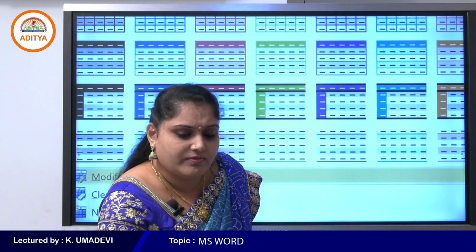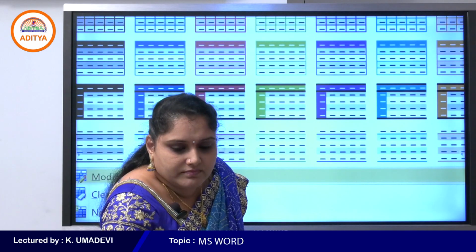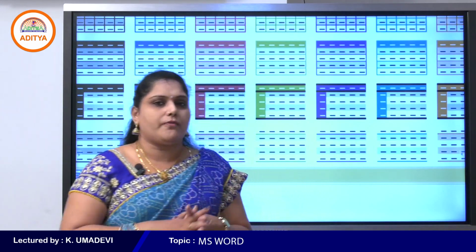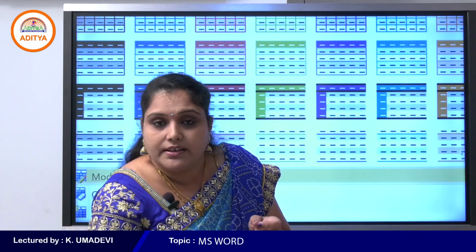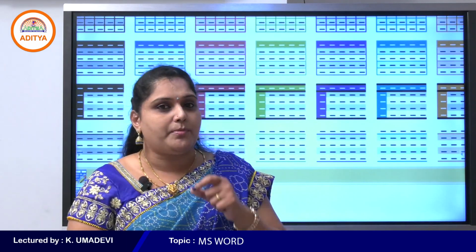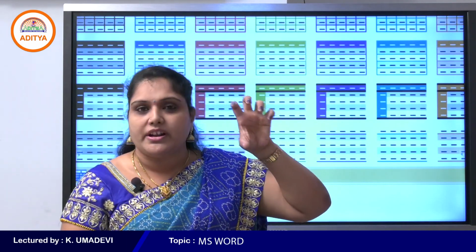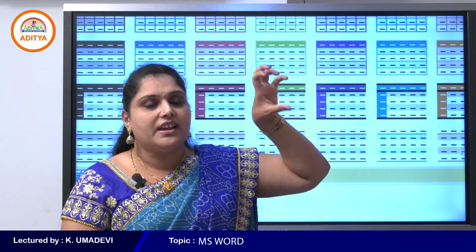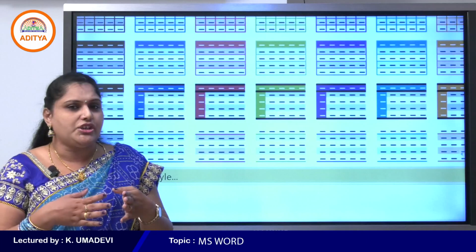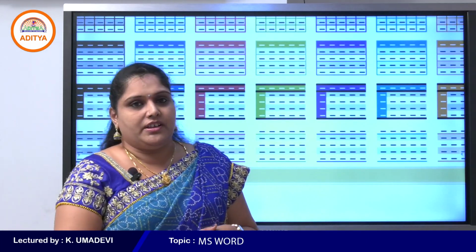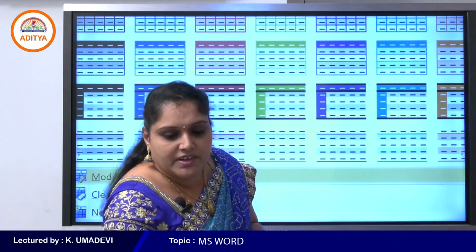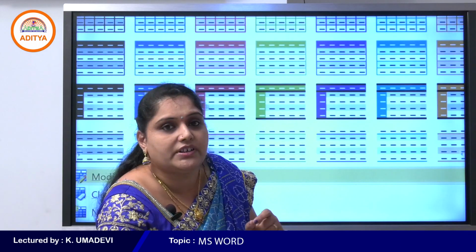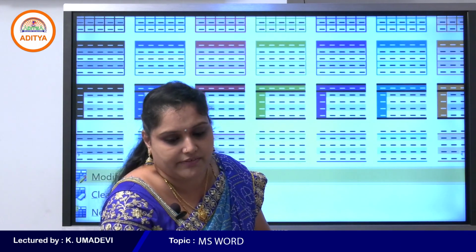So what is the ribbon, students? What is the ribbon? The ribbon in MS Word or MS Office is used to organize the commands, and the commands are available in tabs. So the ribbon can be organized into three components. First one is tabs, next one is commands, and next one is groups, because each group organizes the related commands. The ribbon was introduced from Word 2007, MS Office 2007.